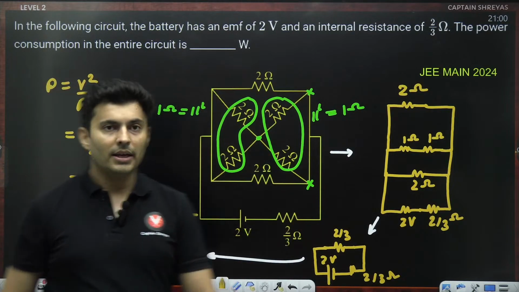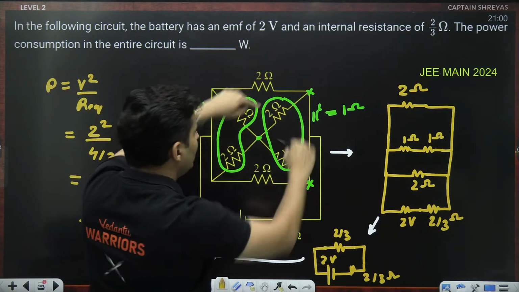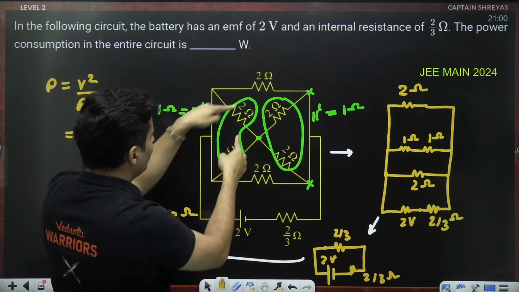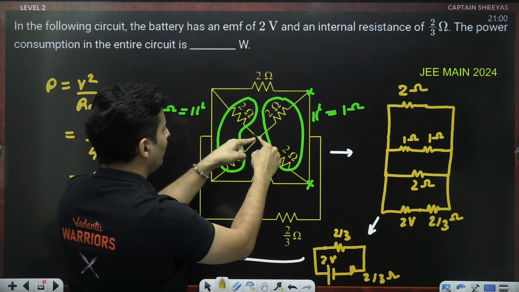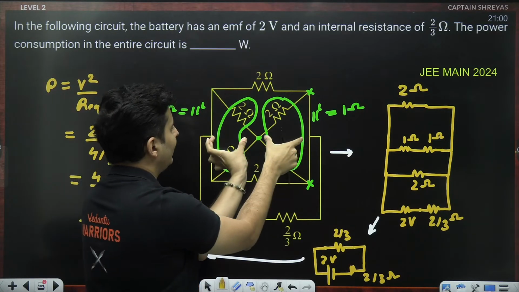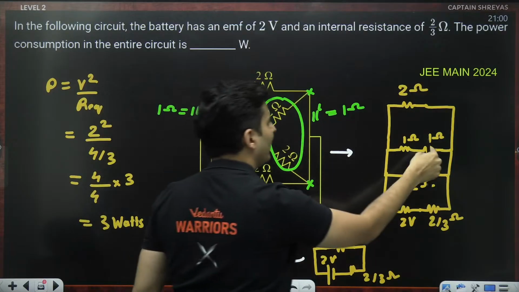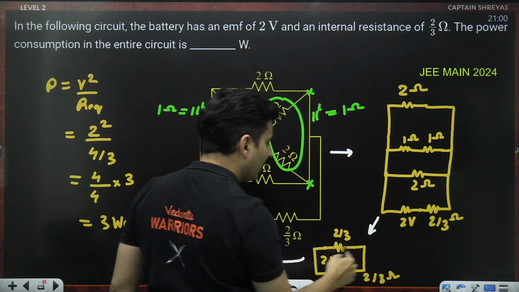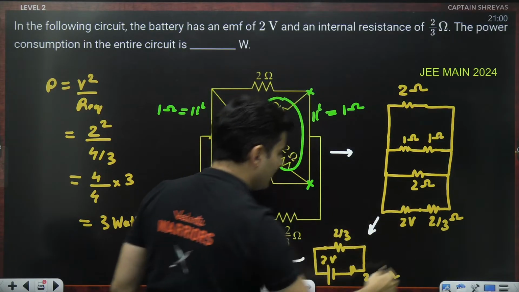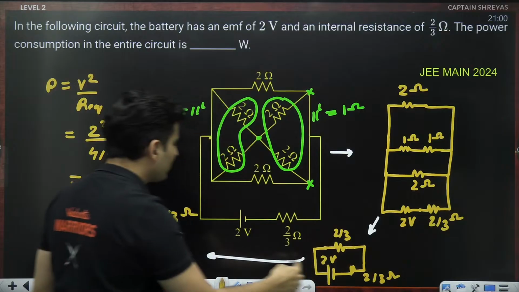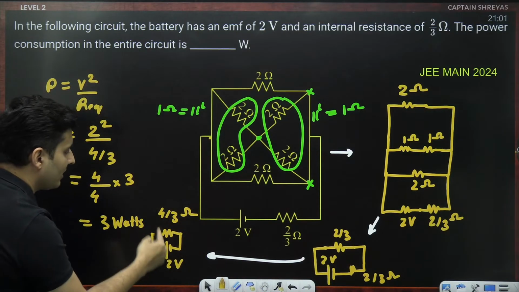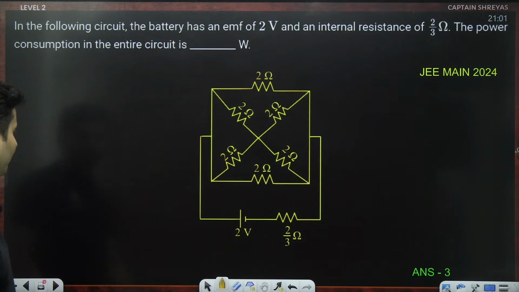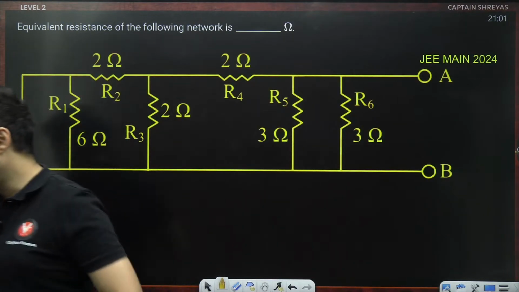Got it? Okay. So slowly you can see these two resistances are in parallel. Even these two are in parallel. So 2 and 2 will become 1 ohm. This will also become 1 ohm. They are connected one after the other between these 2 points. So 1 and 1 will become 2 ohms. This 2 and this 2 will become 2 by 3. But it is in series with this internal resistance. 2 by 3 plus 2 by 3 is 4 by 3. So equivalent resistance is 4 by 3. So voltage is known, equivalent is known. You can find the power now. That's the logic behind it.